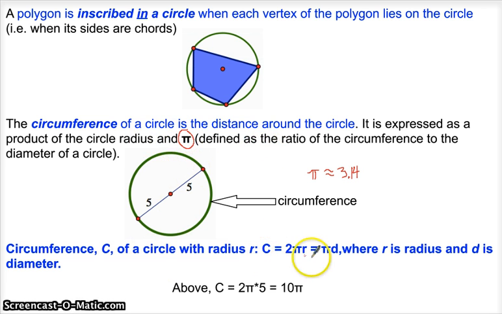So you can find the circumference by taking pi times the diameter, or if you just knew the radius, you could take 2 times the radius and get the same thing as if you were working with diameter. So you can think of circumference as 2 pi r or pi d. So up here, I would say the circumference is 10 pi.